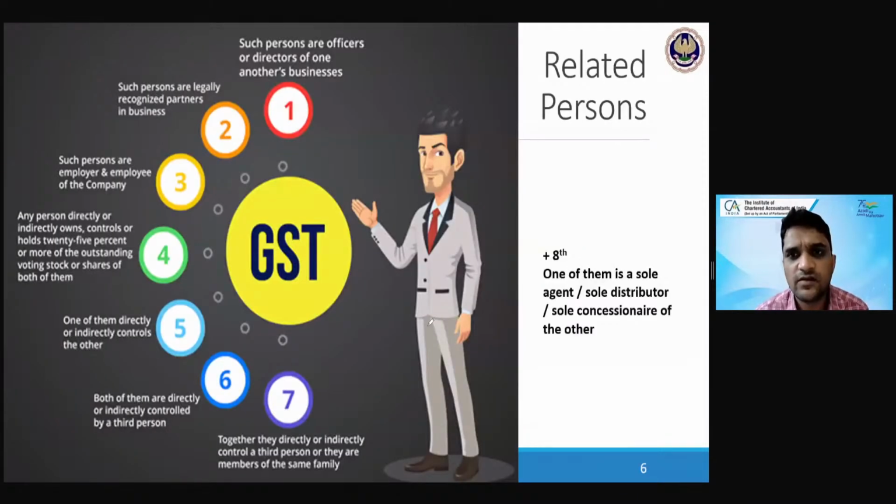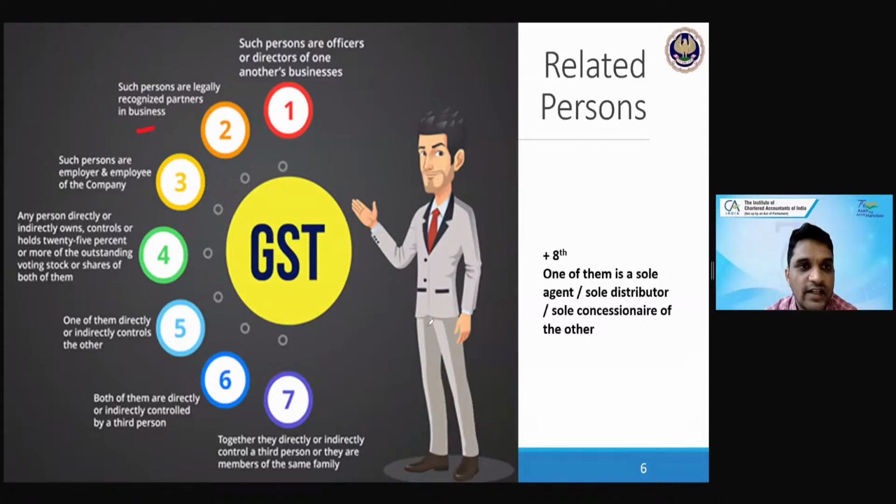Then related persons, we know this definition of related persons. Yes, e-rupee I have covered, Preeti, where the RBI has recognized it, e-rupee is also considered as money itself. Related person, who is a related person? Such persons are officers or directors of one another's business. When we say related persons, minimum two people are there. So they refer to any two people, and those two persons are officers or directors of one another's business.